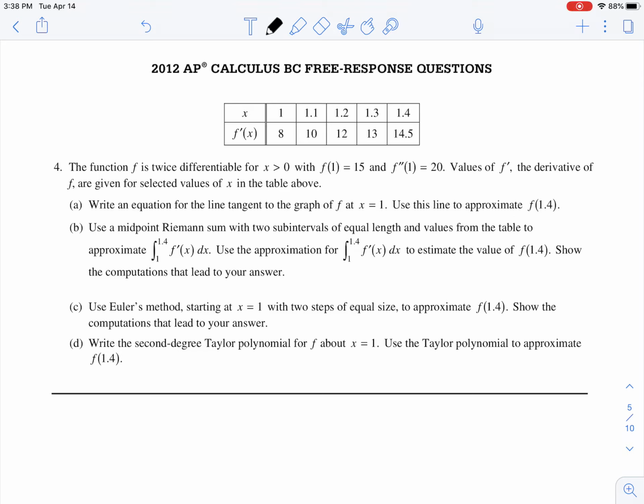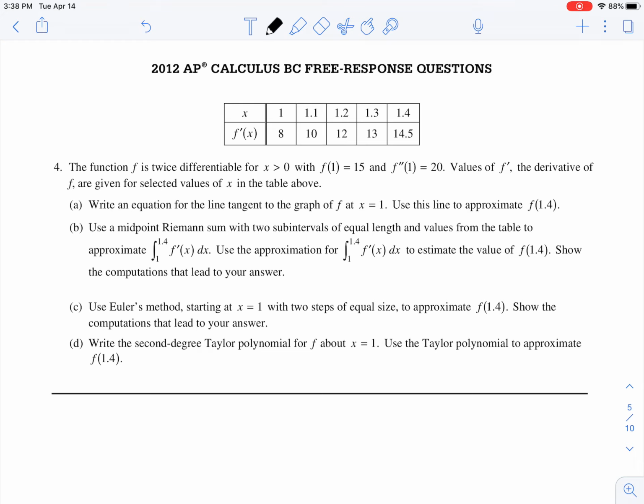So we're looking at the 2012 AP exam free response question number 4. And this one I think is a fantastic question, not because it's overly difficult or challenging, but because it hits up a number of different topics throughout.